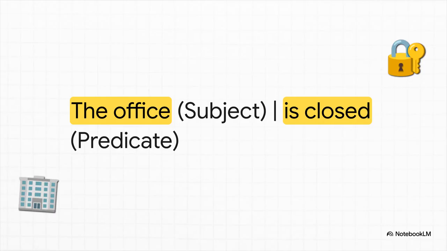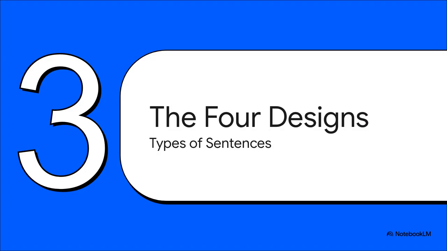Let's look at this super simple example from our source. The office is closed. Okay, what's the sentence about? The office. That's our subject. And what about the office? Well, it is closed. That's our predicate. See how they work together? You got the thing, and you got what's happening to the thing. That's a complete thought.